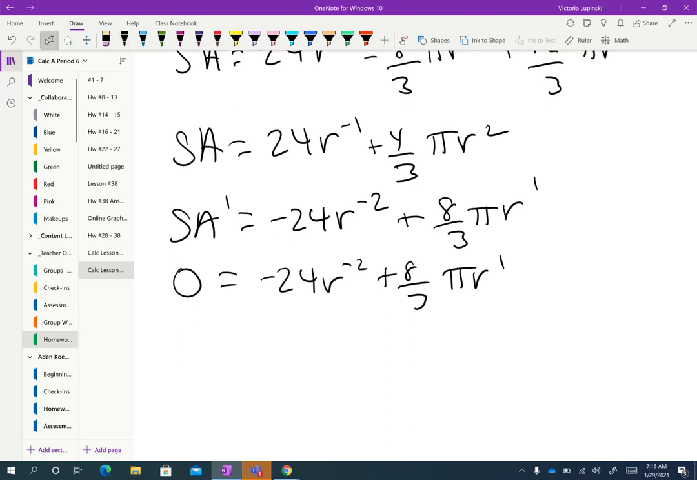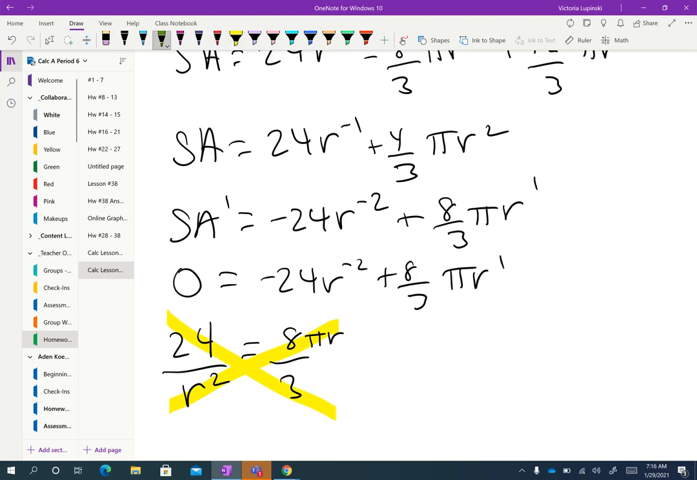I'm going to go ahead now and put them on opposite sides. And when I put them on opposite sides, I'm also going to take that r to the negative 2 and move it to the denominator. So I'm going to move the 24 to the left, and I'm going to put the r squared on the bottom. And that's going to be equal to 8/3. And then I'm going to put the pi r on top as well, just because that's going to be easiest when I go to cross multiply. So that's what I'm going to do now. I'm going to go ahead and cross multiply.